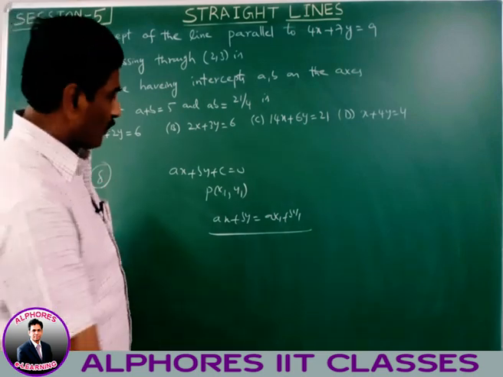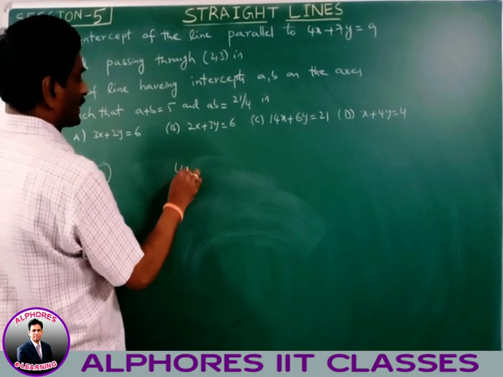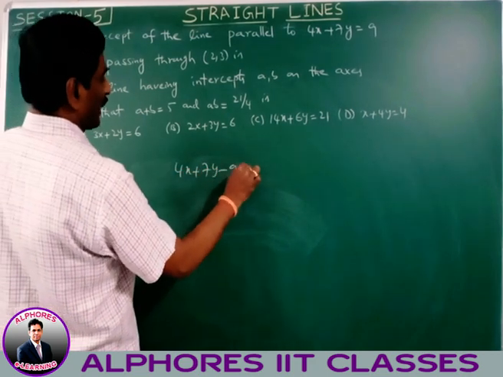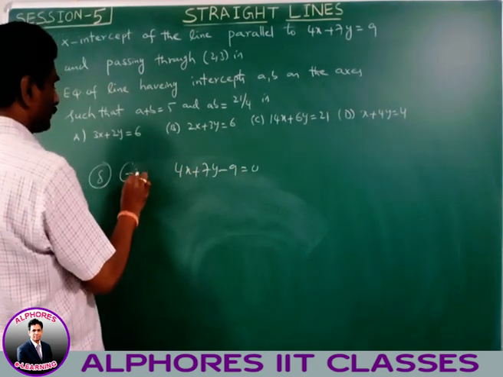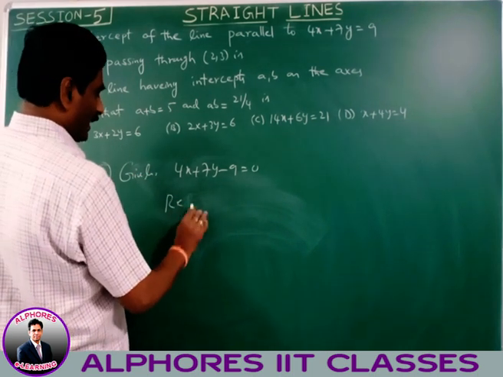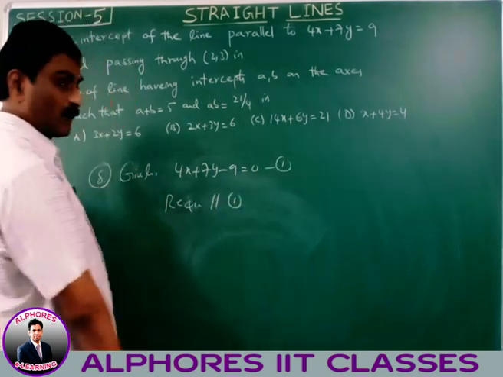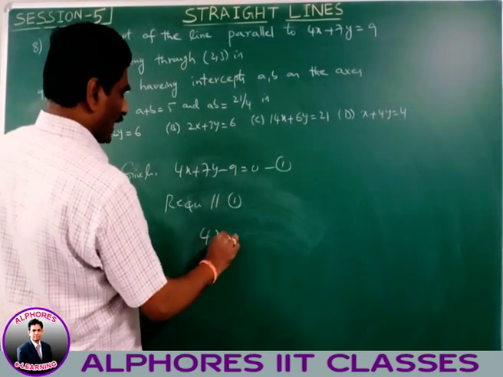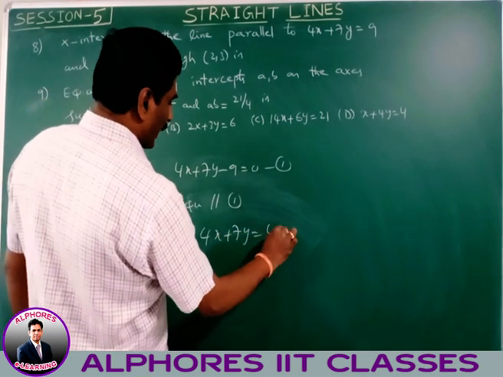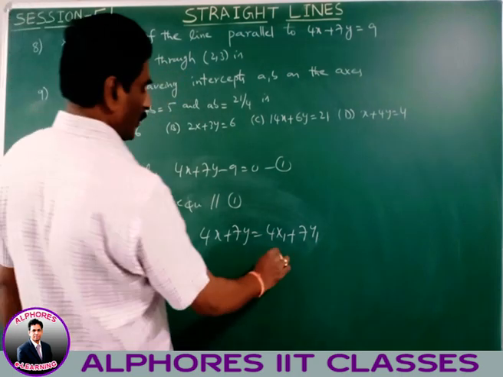Okay. Now the equation of the given line is 4x + 7y - 9 = 0. It is the given line. But the required line is parallel to this line. Therefore, the equation of the required line is 4x + 7y = 4x1 + 7y1. This line passes through the point (2, 3).